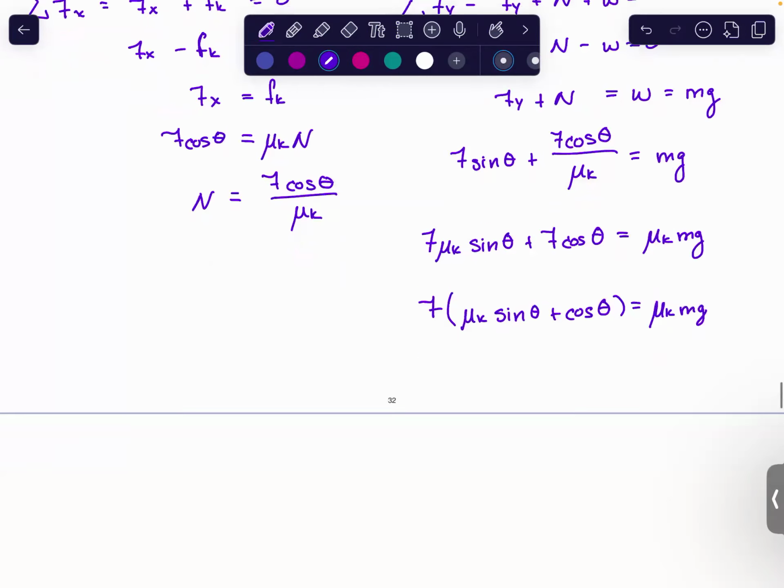And then finally, we end up at the equation. So in the denominator here, we're going to have mu K sine of theta. We end up there. So this is the point where you can start plugging in numbers. Again, I don't expect perfection, but I want you to try to get here.